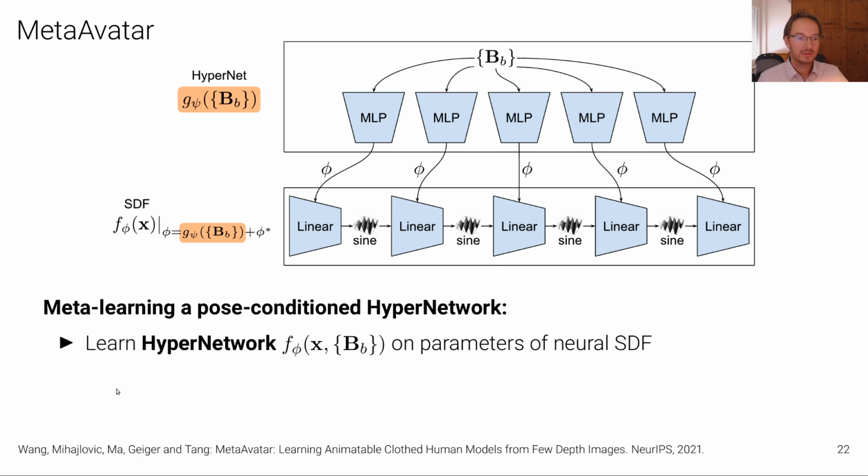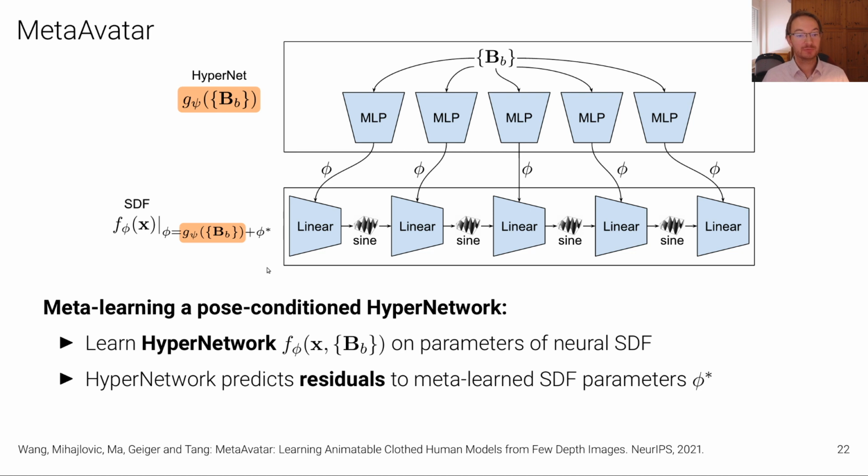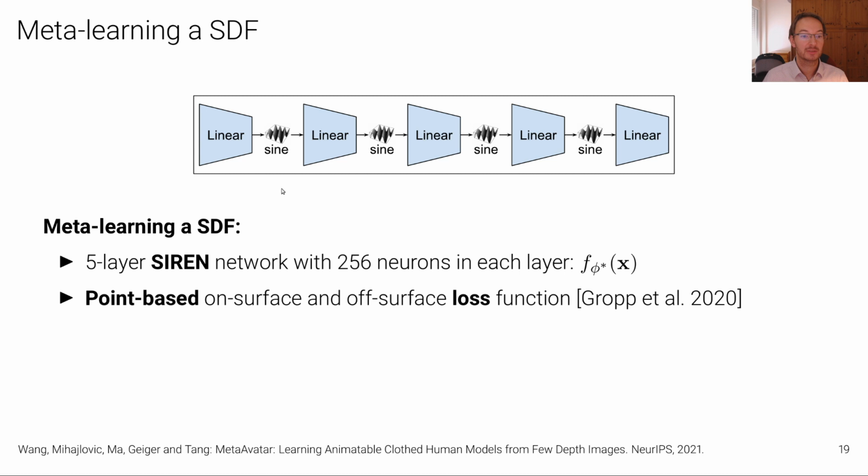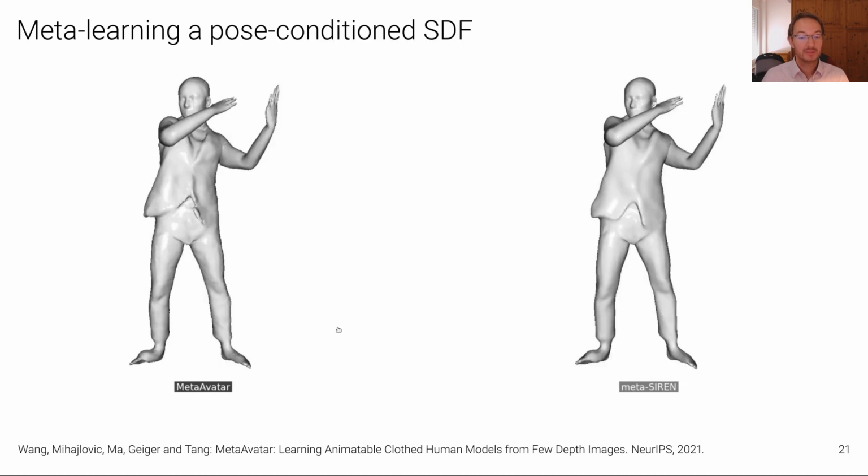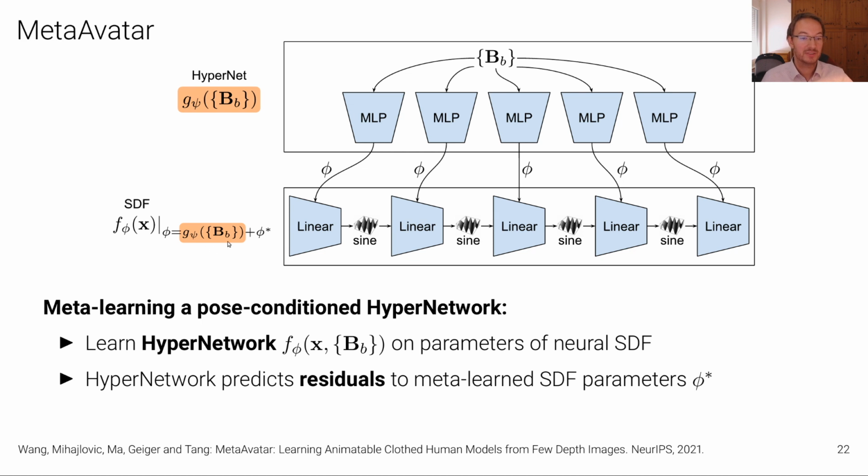So what's our approach? The idea is to meta-learn a pose-conditioned hypernetwork. As you can observe, there's not only this SIREN network here, but there's an additional network that produces the parameters for this SIREN network. And that's what's called a hypernetwork. We learn a hypernetwork on the parameters of the neural SDF. The hypernetwork is the network G with parameters psi. And then we let this hypernetwork predict residuals to the meta-learned SDF parameters phi star from this simple approach in the beginning. We found it crucial to predict the residuals and not to predict the parameters directly using this hypernetwork, for bootstrapping learning.